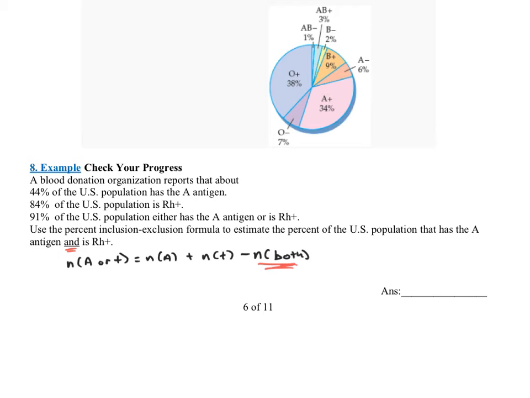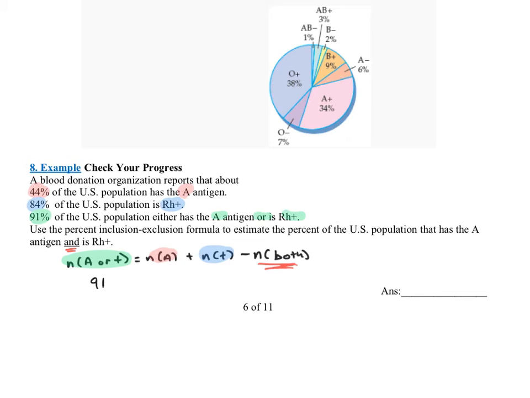So I'm going to do some highlighting here again. Let's look at the first one. 44% have A, that's going to go there. The next one is 84% have Rh positive, that's going to go there. And the last one is 91% have A or positive. That actually goes here this time, so you got to be a little careful with where you're plugging it in. Not too much more difficult at all.